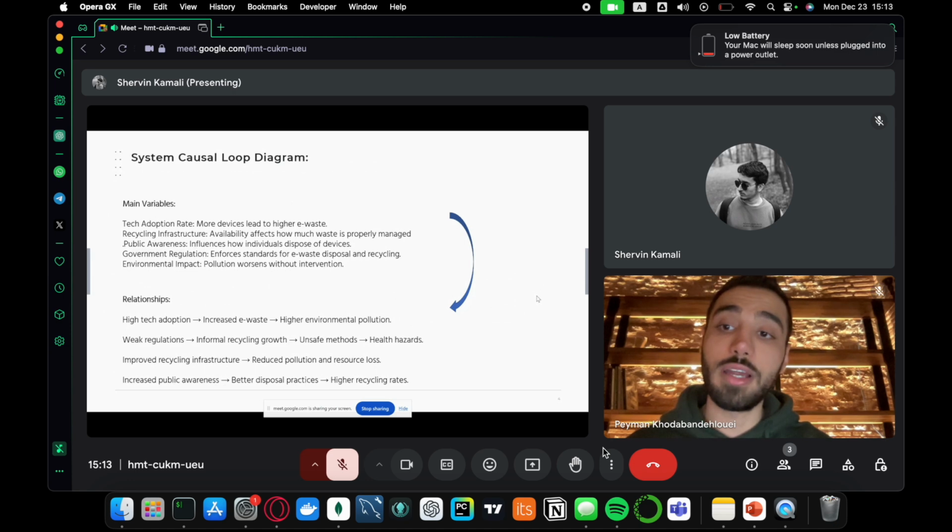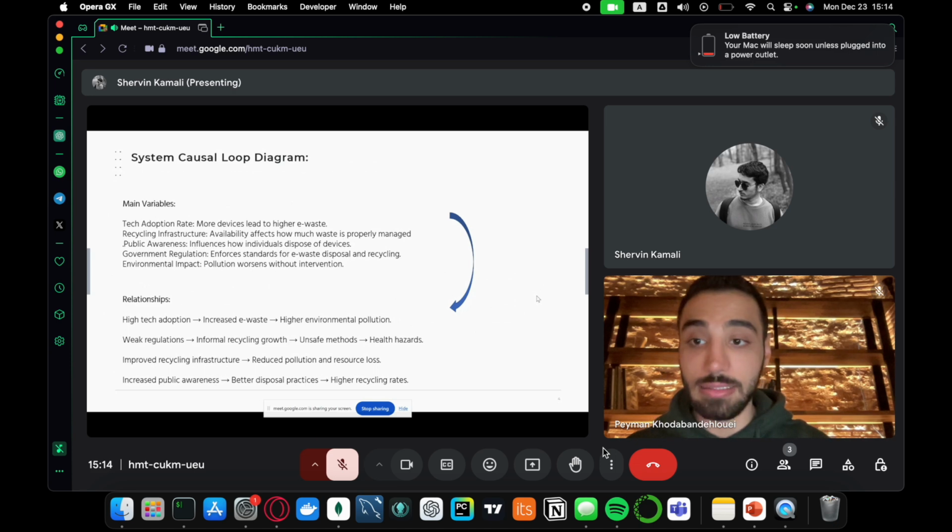And the next important variable is public awareness. Individuals need to learn and understand how they should handle this waste. And the next variable is government regulations, which enforces standards for e-waste and recycling. And the final variable is environmental impact, which at the end is going to impact human beings. So let's talk about the relationship between these variables.